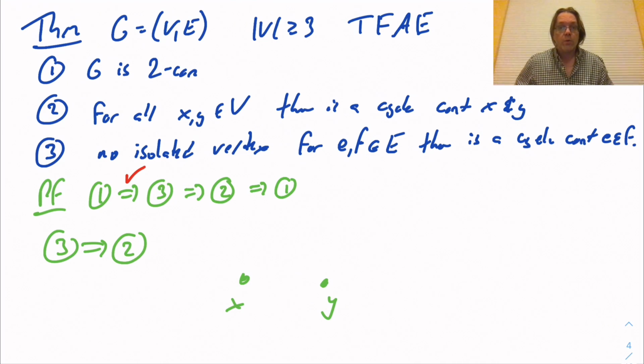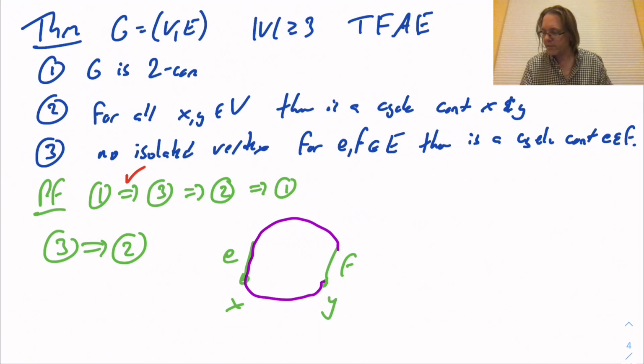What do I know? Well, I know my graph has no isolated vertex. That means there must be an edge E incident with X and an edge F incident with Y. And moreover, I know for any 2 edges E and F, there's a cycle containing those 2. So there must be a cycle containing these 2 edges E and F, and that's going to be a cycle containing my vertices X and Y.